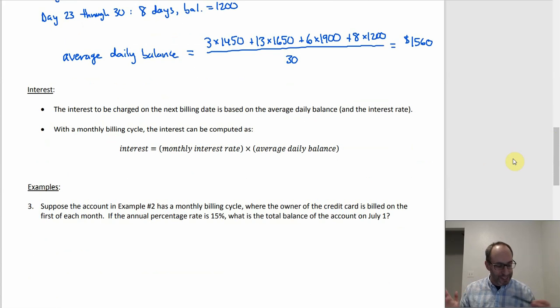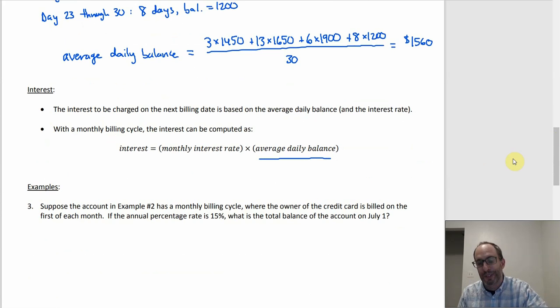All right, so the interest, that's the next thing. And it's based on the average daily balance, right? The average daily balance is right over there. So we did have to go through the average daily balance first. But the interest is based on that, so you need that, and you need the interest rate. And you have to convert the interest rate to a monthly rate, because that's usually not what you're given. Usually what you're given is an APR, the annual percentage rate. So if you're given an APR, you've got to divide by 12. And that's what we're going to do. With a monthly billing cycle, this is what you would do, and we're not going to have any other kind of billing cycle.